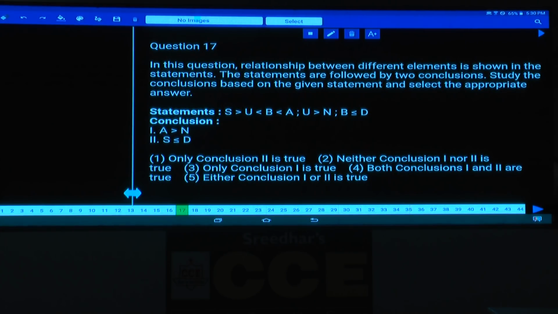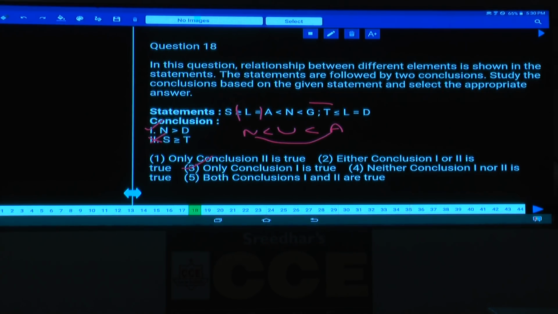Then the 17th one, the relation between a and n. The letter which is common is u. U lesser than a and u greater than n, isn't it? That means n lesser than u, u lesser than a, so n lesser than a is true, a greater than n is also true. Then coming to the second one, s and d. The letter which is common is b. Between s and b, one greater than, one lesser than, no relation, and so only conclusion 1 follows, that is choice 3. 17 choice 3.